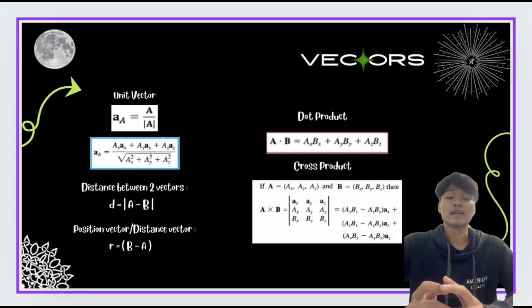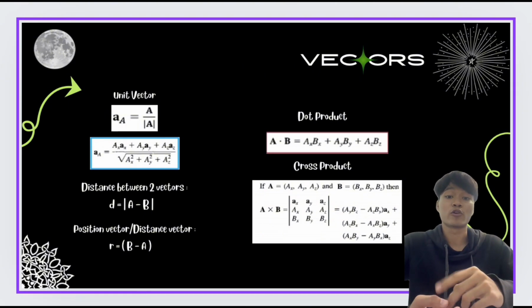If the question asks about the position vector or distance vector, we just subtract those two vectors. For dot product, we just have to multiply two vectors as usual for each term, but for cross product, we have to do the determinant to solve the question.